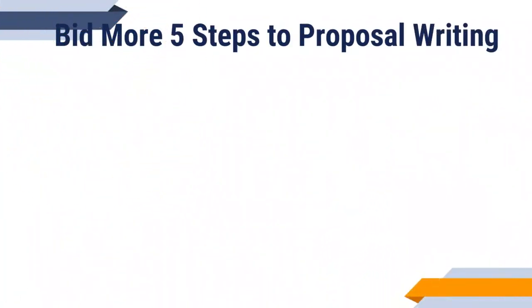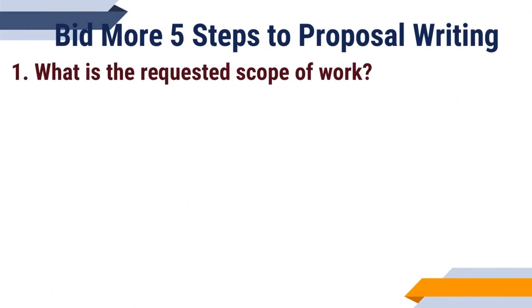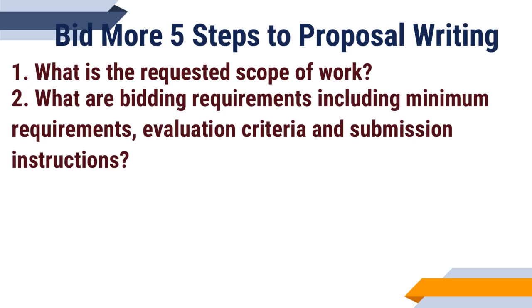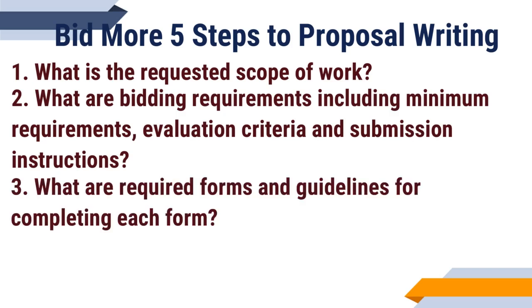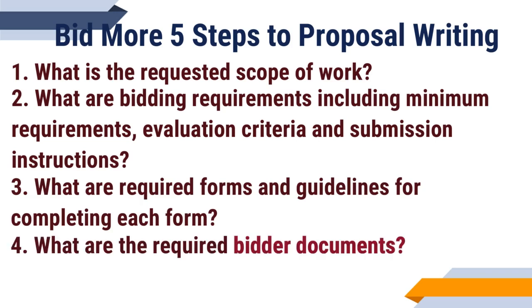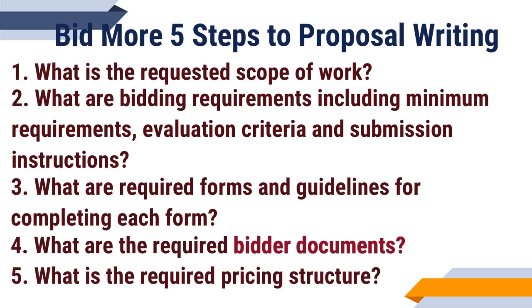So ICAT has Bid More 5 steps to proposal writing. Step 1, what is the requested scope of work? 2, what are bidding requirements, including minimum requirements, evaluation criteria, and submission instructions? 3, what are required forms and guidelines for completing each form? 4, what are the required bidder documents? 5, what is the required pricing structure? So in this particular presentation, we're going to look at step 4 that talks about what are the required bidder documents. That's our focus for this presentation.